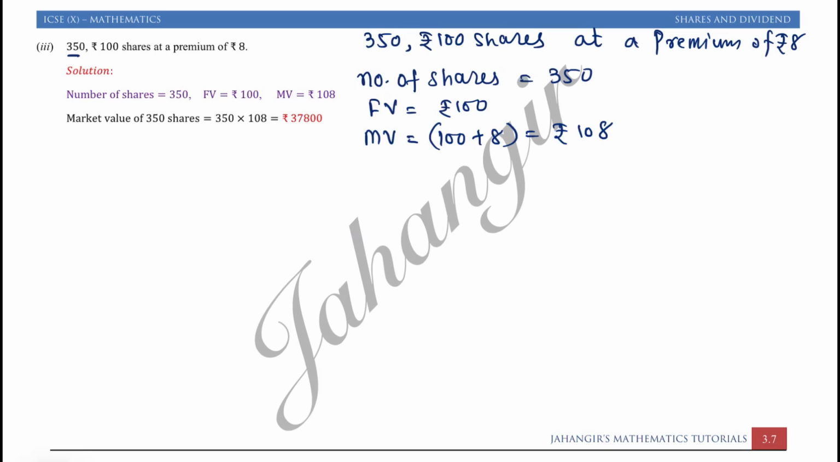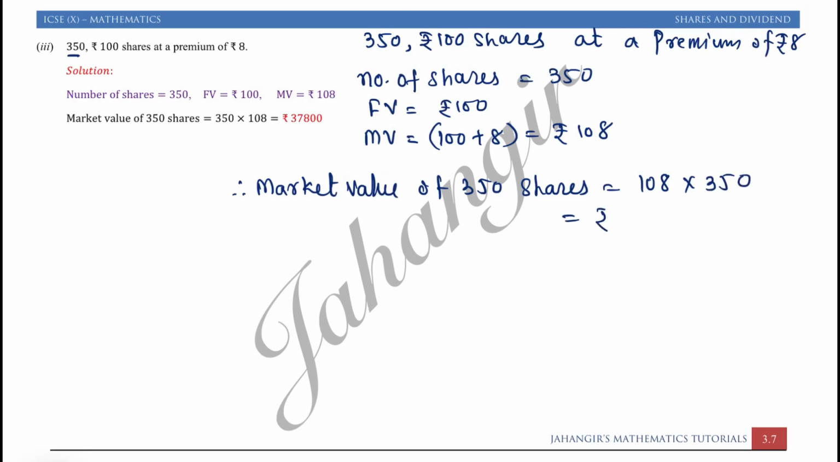Now you have to find market value of 350 shares. We have market value of one share as 108 rupees. So I will write, so therefore market value of 350 shares is 108 into 350. So just multiply this, you will get rupees 37,800.